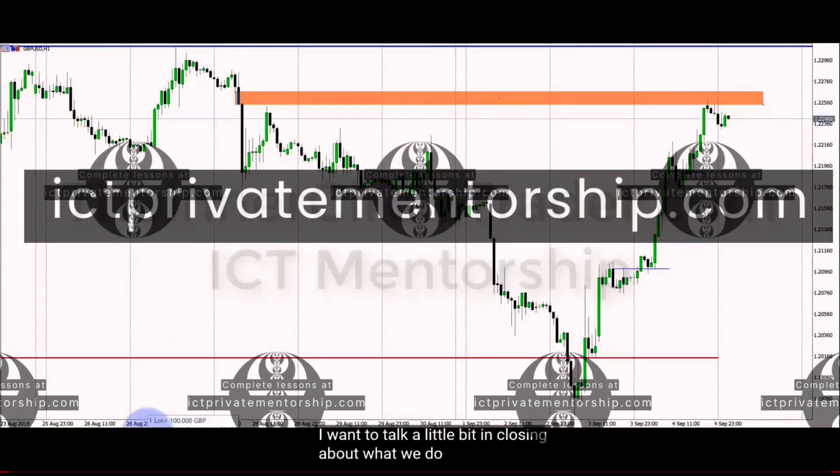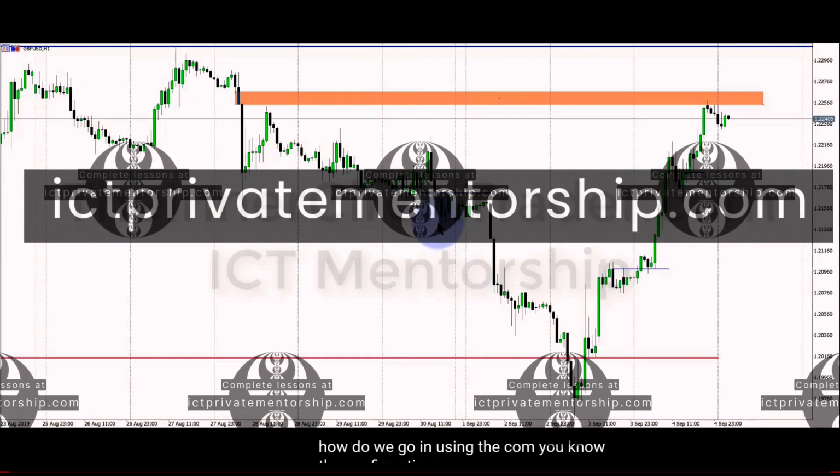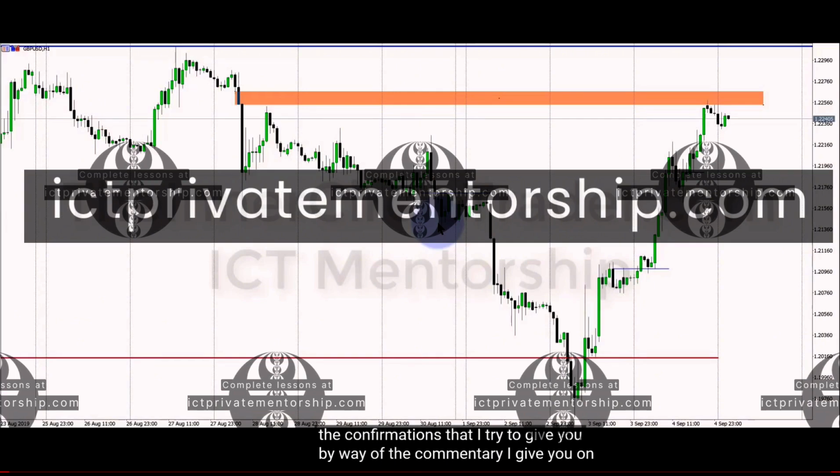We do and how we look for setups. I mentioned beforehand that we would be looking for the higher dollar, which we got. I mentioned specifically the run on the sell side liquidity for the cable, which we got. How do we go in using the confirmations that I try to give you by way of the commentary I give you on Wednesday and/or Friday or Saturday weekend review?